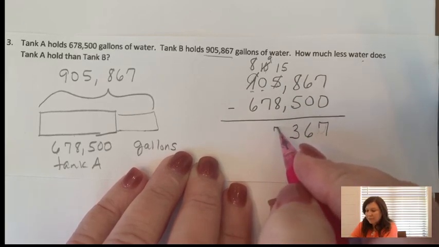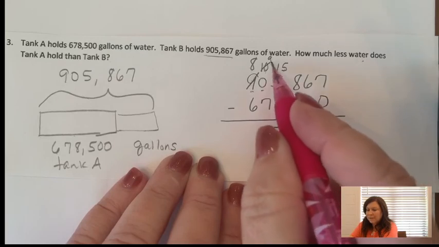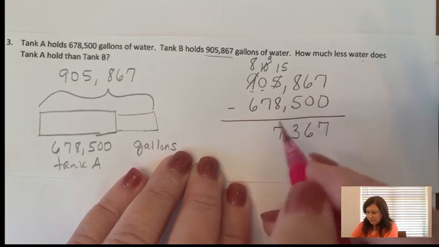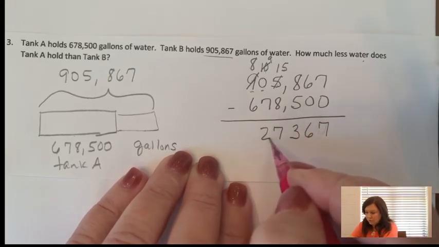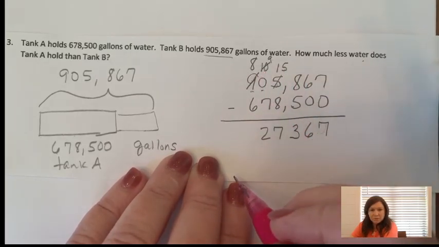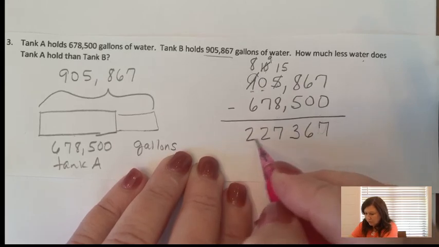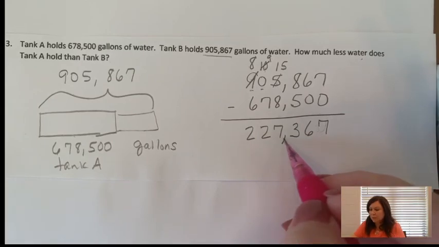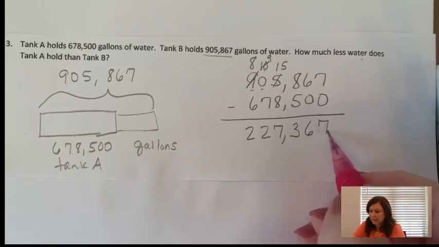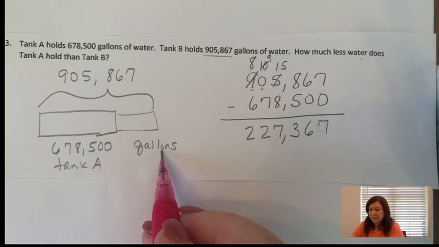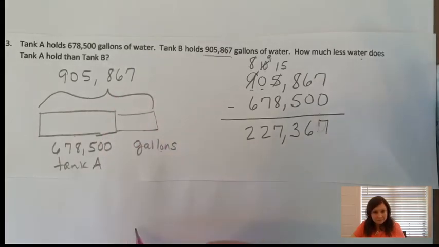Yes, and that equals 7. Can we subtract 9 10,000s minus 7 10,000s? Yes, that equals 2. And 800,000s minus 600,000s equals 200,000s. That's correct. So our final answer is 227,367 gallons of water is how much less that tank A holds compared to tank B.